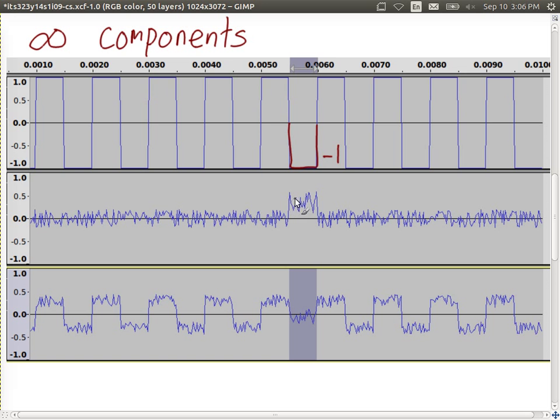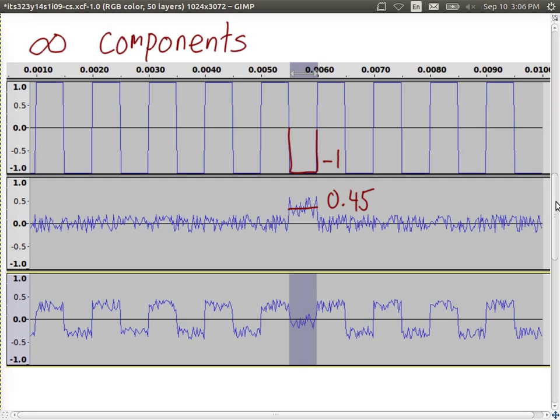The noise is the same as the previous example. Nothing's changed there. So the average we said was 0.45. The transmitted signal is attenuated. It's reduced by half. So it drops down to minus 0.5. Let's write it.